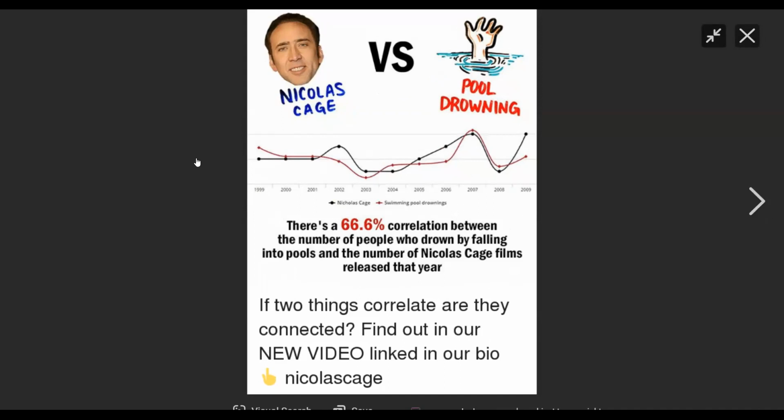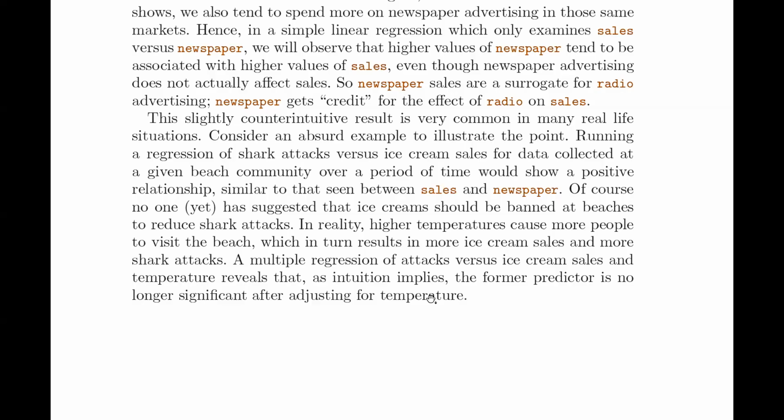Now in this case, I would imagine it's even worse than the shark attacks and the ice cream. At least over there is a third variable driving both of them. This, we can only imagine, is purely coincidental. If you look at enough data, you will have these coincidences. However unlikely, if you look long enough, you're bound to find something. Okay. Hopefully that gives you an idea of correlation.